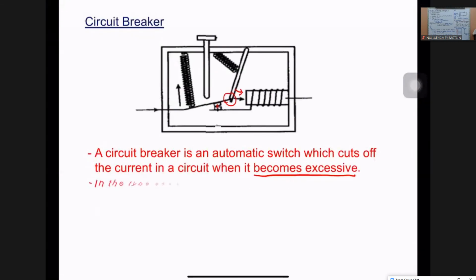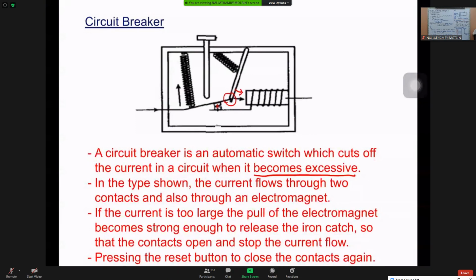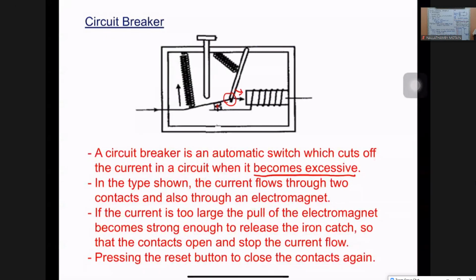If the current is too large, the pull of the electromagnet becomes very strong. I mean the force is very strong. The pull of the electromagnet is strong enough to release the iron catch. Which one? Here. To release the iron catch, so that the contact opens. The contact is open and stops the flow of current.